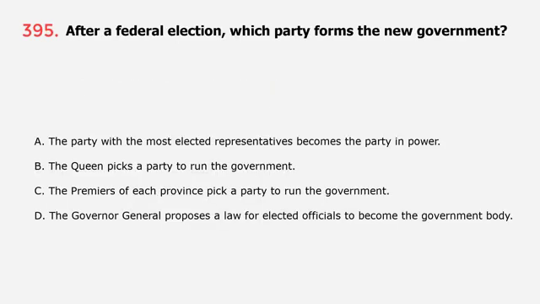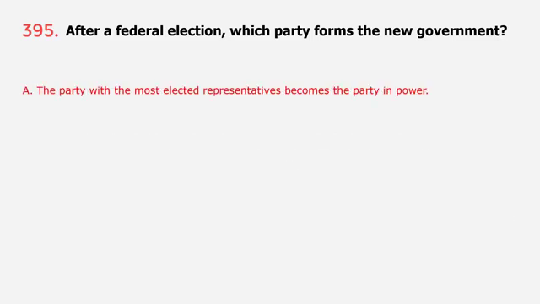Question 395. After a federal election, which party forms the new government? A. The party with the most elected representatives becomes the party in power. B. The Queen picks a party to run the government. C. The premiers of each province pick a party to run the government. D. The Governor General proposes a law for elected officials to become the government body. The answer is A. The party with the most elected representatives becomes the party in power.